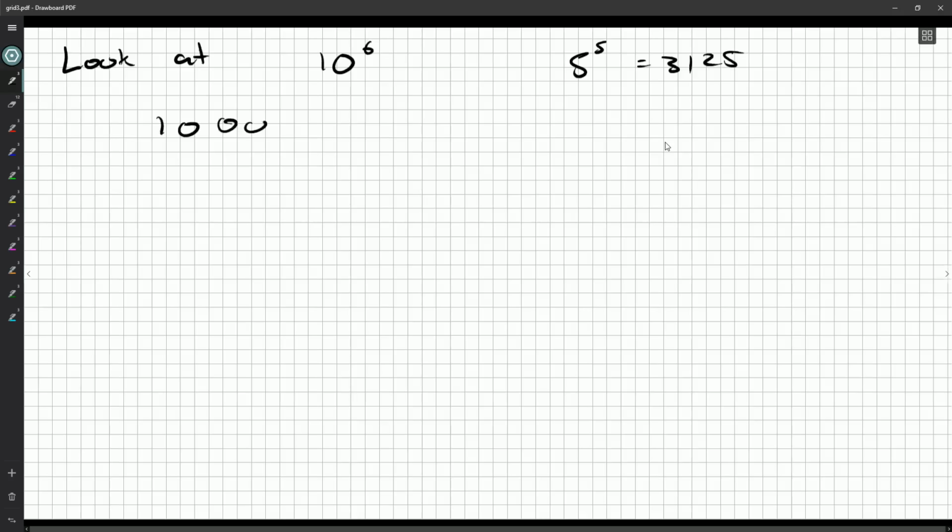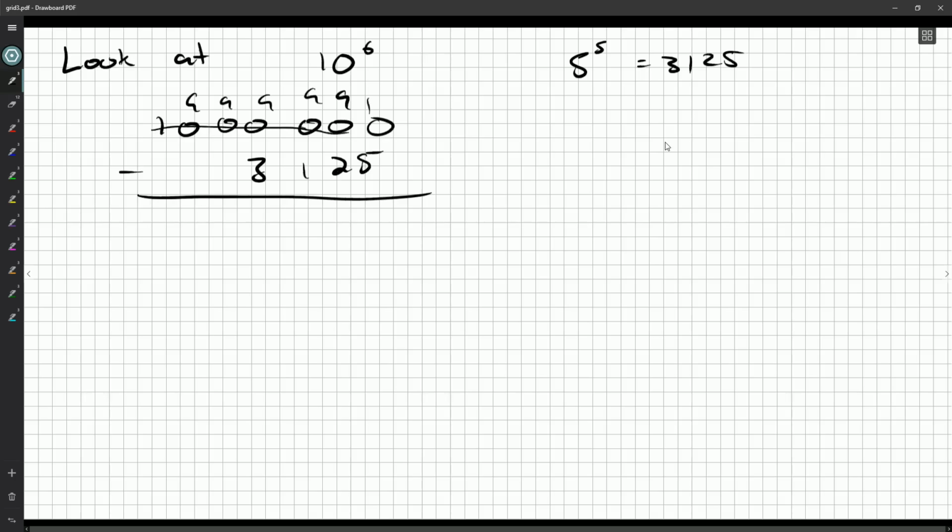So what happens when it's 10 to the 6? Well, we line our numbers up. We're just going to subtract old school. So we need to borrow a bunch of 9s. We got a 5, a 2, an 8, a 6, and then the 9s.